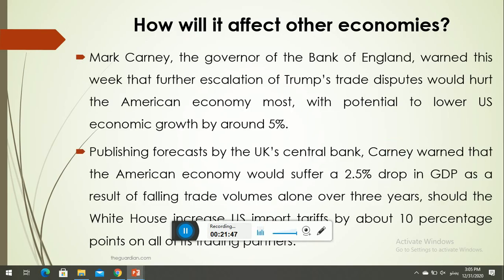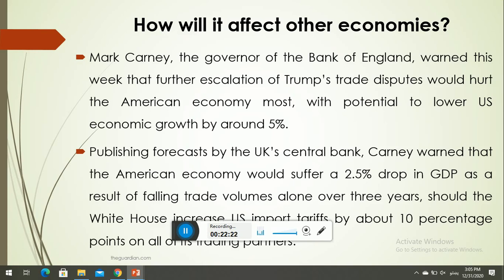So how will it affect the other economies? What are the consequences of imposing tariffs on each other? Who will suffer? There are many points of view. There are many people saying different things, and it's their own analysis. I think Mark Carney, the governor of the Bank of England, warned this week that further escalation of Trump's trade dispute would hurt the American economy most, with potential to lower US economic growth by 5%.